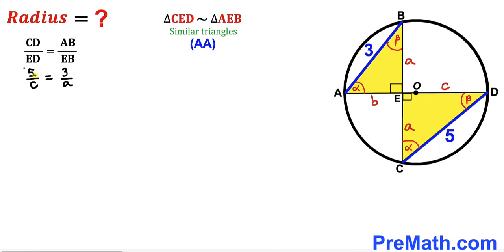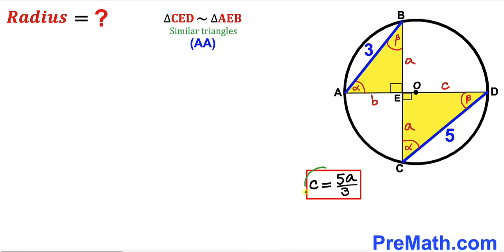Now we are going to cross multiply. Therefore, we have 3 times c equals 5 times a. Let's divide both sides by 3 to isolate c. So c turns out to be equal to 5 times a divided by 3. Thus we end up with c equals 5a over 3. And here's our next step.